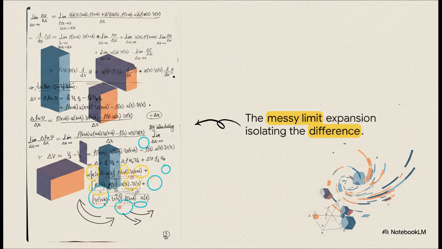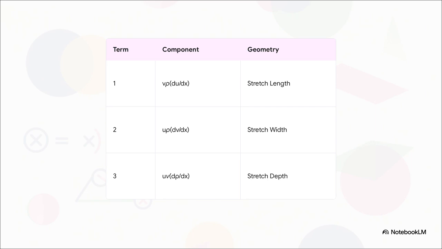Now, I know this handwritten limit expansion looks a bit intimidating at first glance. It's a massive fraction with functions of x plus h. But notice how cleverly the terms are grouped. By expanding over the limit and adding and subtracting values to factor them out, the messy algebra collapses beautifully. It isolates the individual derivatives and reveals the exact mathematical counterparts to those geometric slabs we were visualizing just a few moments earlier.